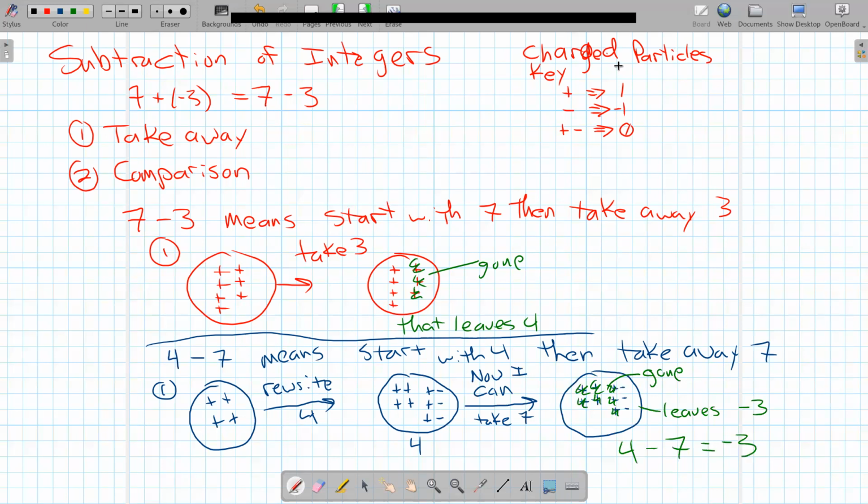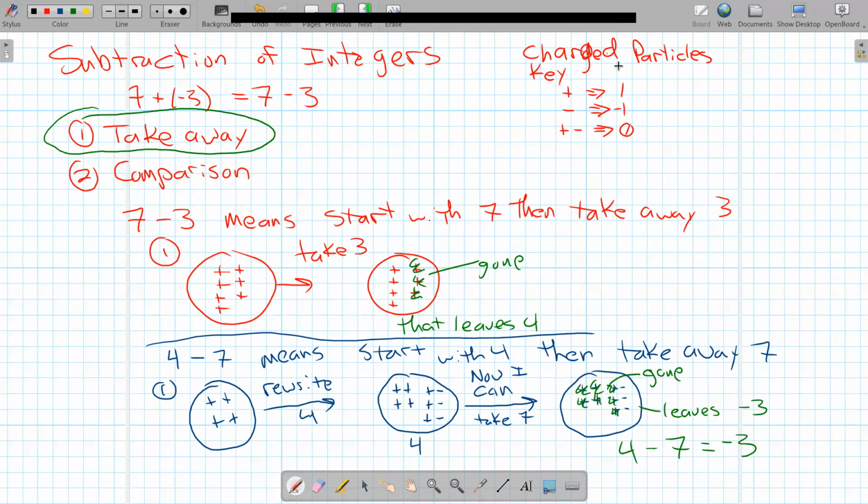And I had to do it with takeaway because subtraction means takeaway. Now I could do a comparison. That's a whole other thing. How does 4 compare with 7? That one's a little harder with the charged particles. I think the takeaway is way easier to do. We'll try a comparison next just to see.